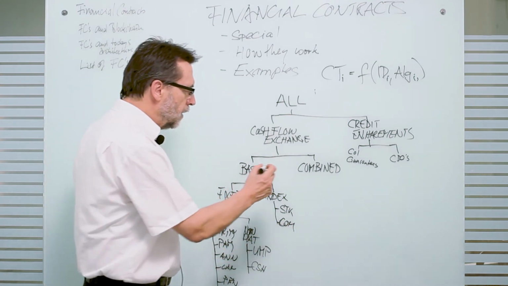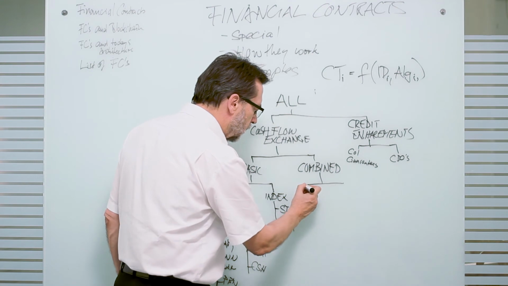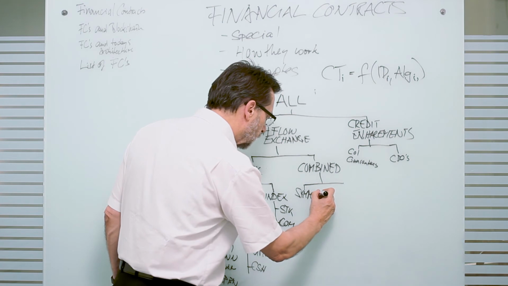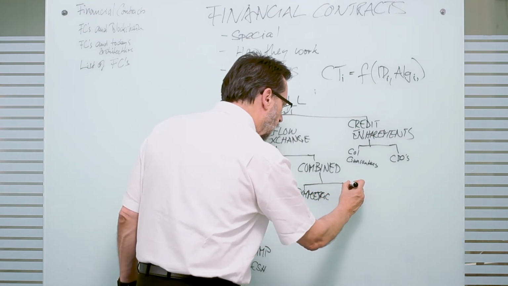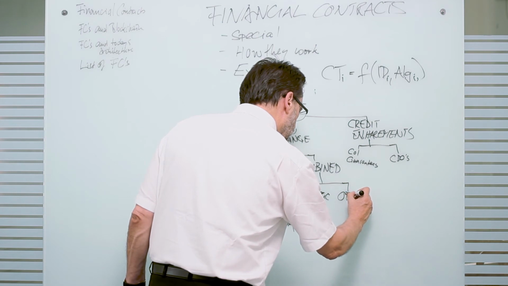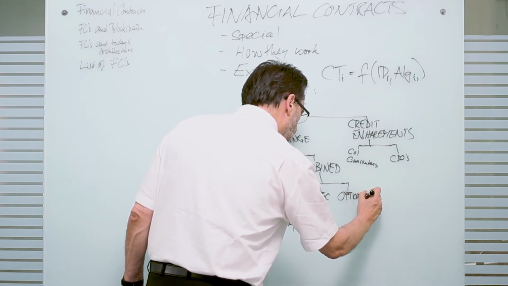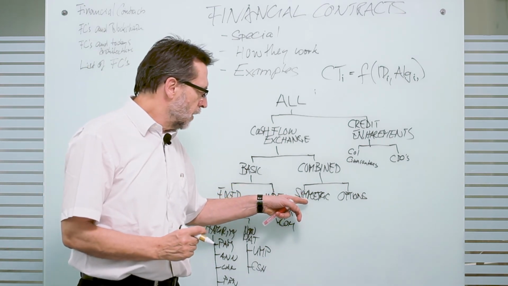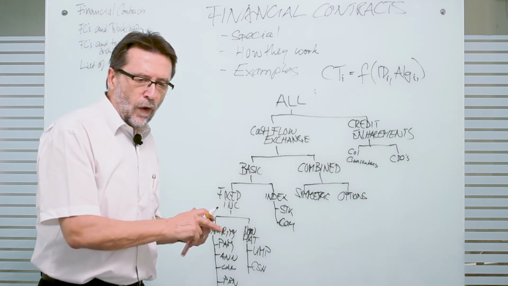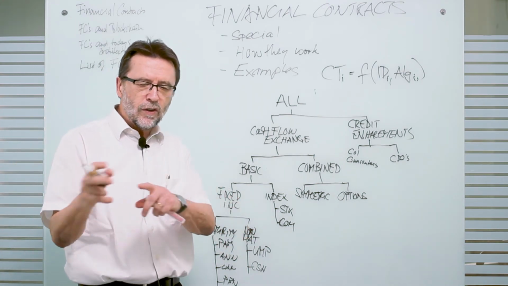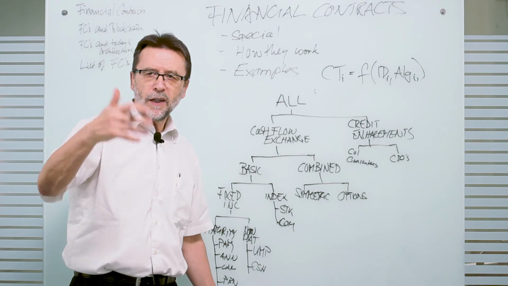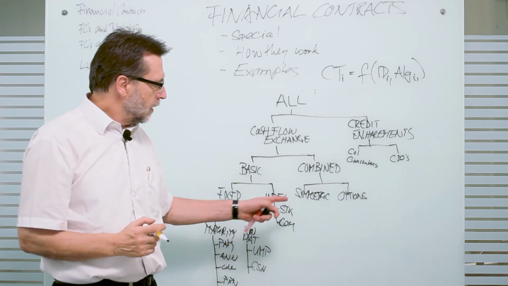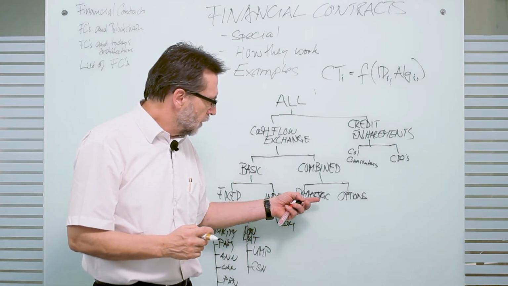Combined, we have what we call symmetric combined, and then we have options. Now, why do we call them symmetric? Symmetric means the chance of winning and losing follows a symmetric pattern. For example, if interests go up, you get more. If interests go down, you get less. And this is different with options.